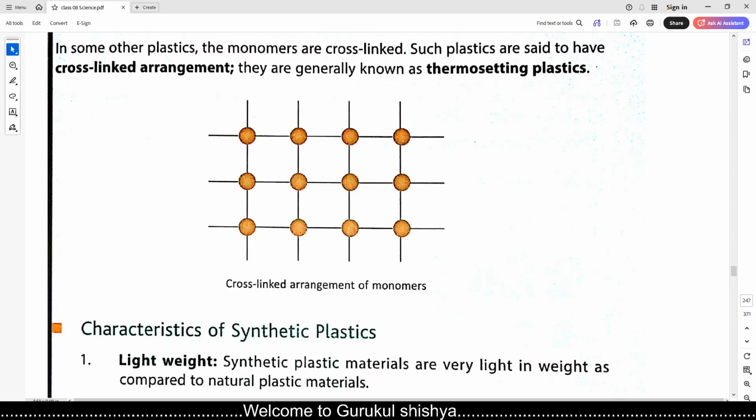In some other plastics, monomers are cross-linked. Such plastics are said to have cross-linked arrangement. They are generally known as thermosetting plastics. Characteristics of synthetic plastics.